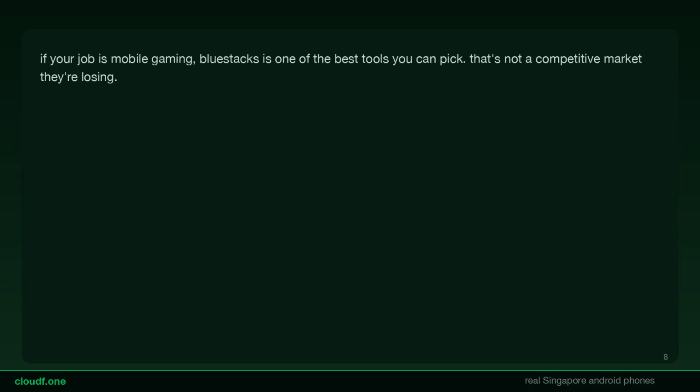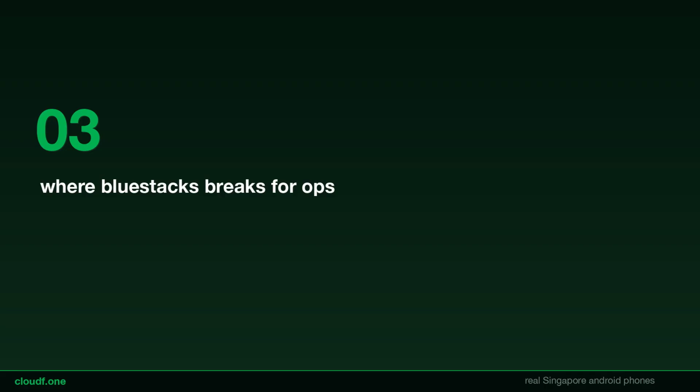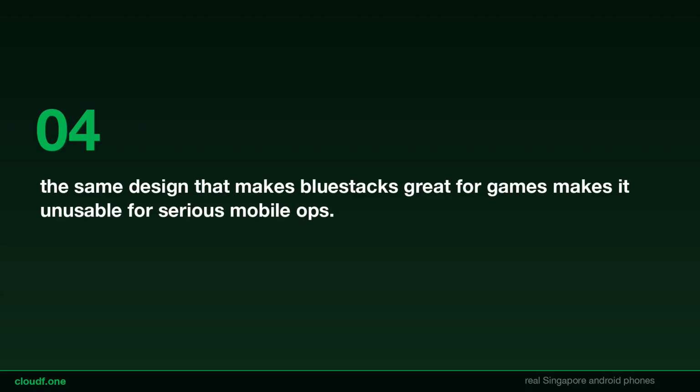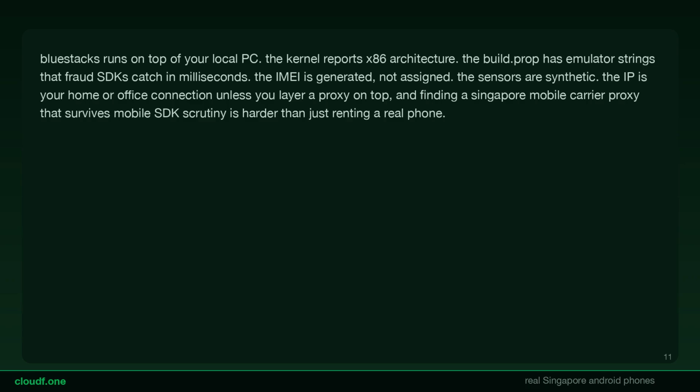The same design that makes BlueStacks great for games makes it unusable for serious mobile ops. BlueStacks runs on top of your local PC. The kernel reports x86 architecture. The build.prop has emulator strings that fraud SDKs catch in milliseconds. The IMEI is generated, not assigned. The sensors are synthetic. The IP is your home or office connection, unless you layer a proxy on top. And finding a Singapore mobile carrier proxy that survives mobile SDK scrutiny is harder than just renting a real phone.